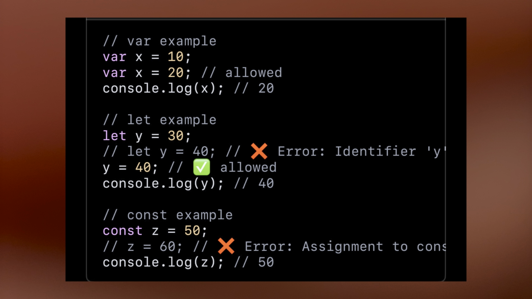Let is block scoped, which means it's only accessible within the block it's defined in. It can be updated but not redeclared in the same scope. Const is also block scoped and is used for variables that should not be reassigned. While the variable itself cannot be reassigned, the contents of objects or arrays declared with const can still be modified.